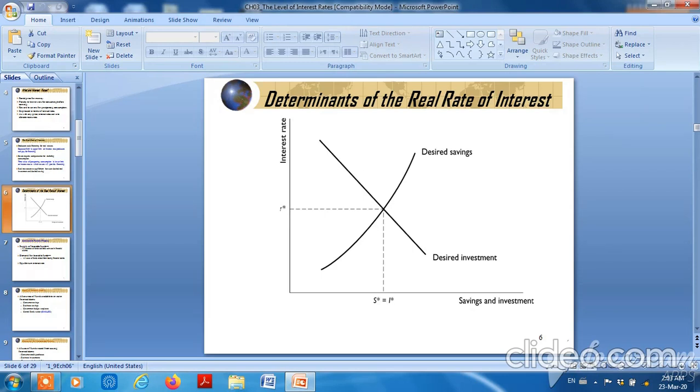And you have to know that there is a positive relationship between interest rates and desired savings. And there is a negative relationship, or reverse relationship, between the interest rate and the desired investment.